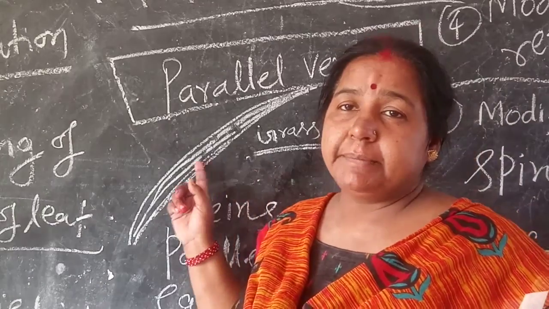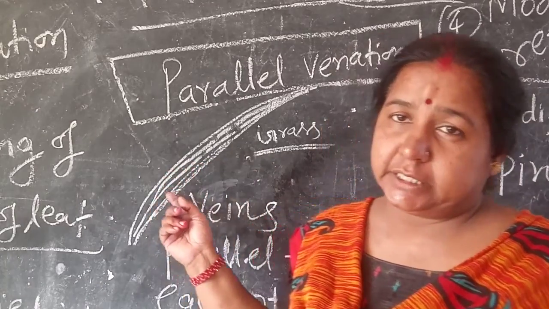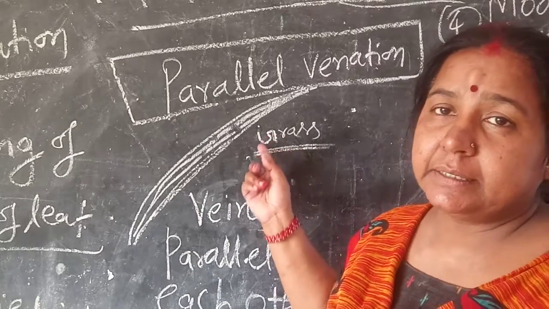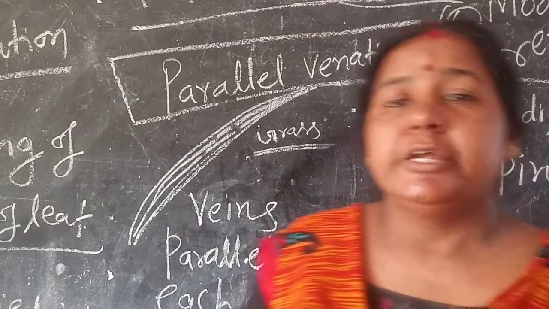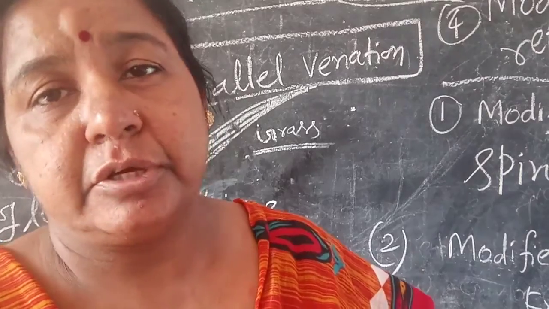Understand? Now parallel venation is found in grass. In grass, veins are parallel to each other. That is called parallel venation. Understand?